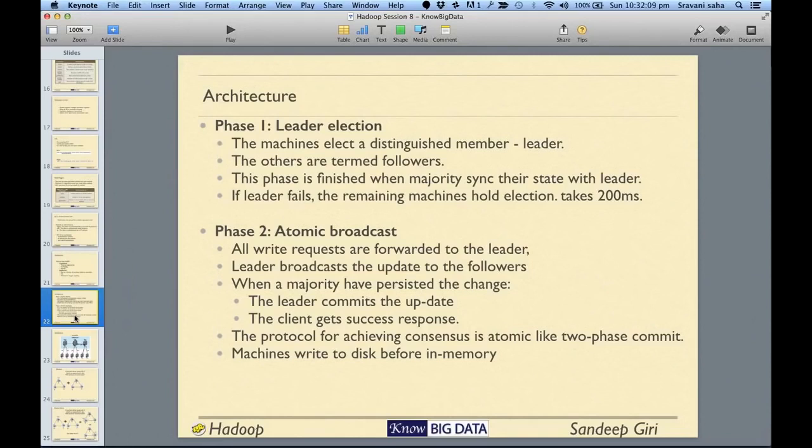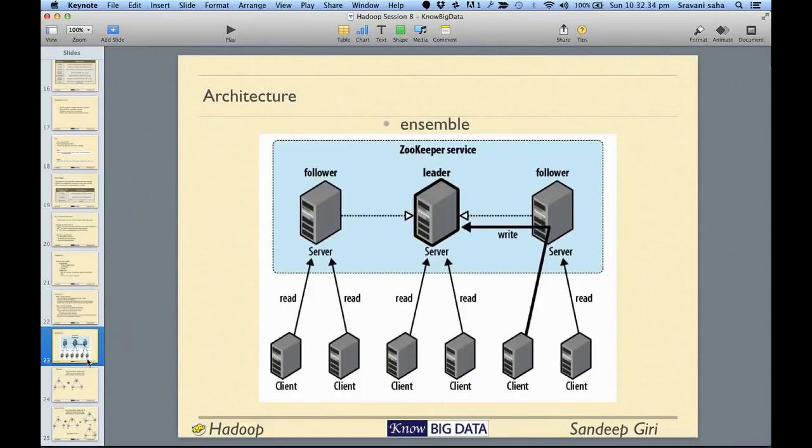Also you should note that whenever a write is happening, it happens to the disk first and then to the memory, meaning it is strongly persisted. All right, in case something goes down, one machine goes down, or a process goes down and you have to reload the process, then the data is not lost. All right, whatever we discussed in the previous screen, this is how the architecture looks. Sounds good.